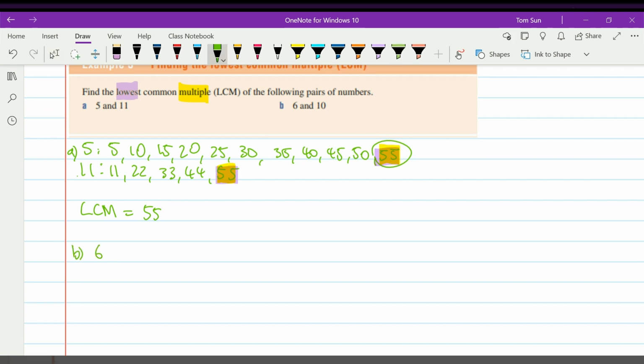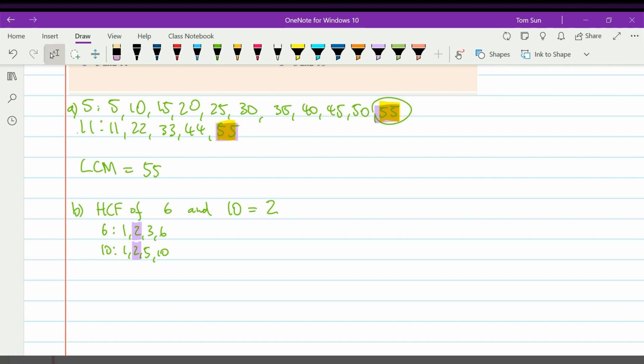Okay, so let's look at 6 and 10. We can list them all out, but let me show you a different way. Let's find out what the highest common factor is of 6 and 10. Okay, so HCF of 6 and 10. Now we can look at this straightforwardly: the factors of 6 are 1, 2, 3, 6, and the factors of 10 are 1, 2, 5, 10. So clearly the highest common factor is 2. So we can write highest common factor of 6 and 10 is 2.